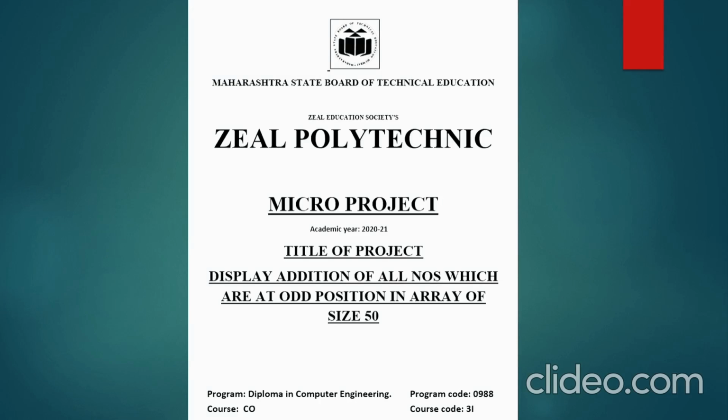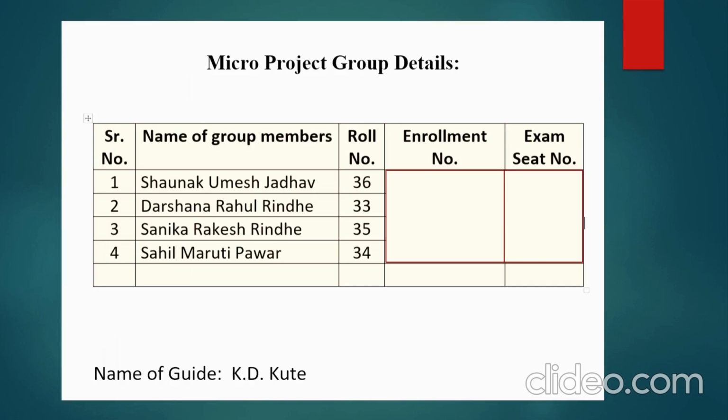Hello everyone, the title of our project is to create a Java program to display the addition of all numbers which are at odd position in an array of size 50. We are from the Diploma Computer Engineering course, CO, course code 3I. The name of our guide is Kalyani Kute. The group members are Shaunak Zadav, Darshana Rinde, Sanika Rinde, Sahil Pawar.